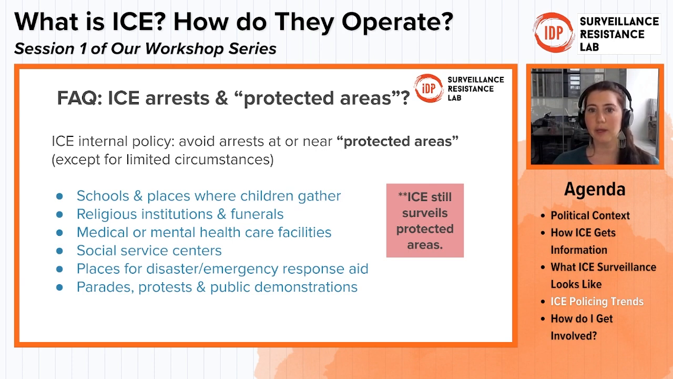But we do want to comment that ICE, with the surveillance that they conduct, some of this digital surveillance that Ali covered, might still surveil protected areas. They might still get a sense of how someone moves, where they're going, in terms of conducting some of their investigation to figure out where to find someone to make an ICE arrest. And so if you've seen other ICE policing trends in your area, please feel free to put them in the chat. Again, we just wanted to cover some of the more common ones. I'll pause there before turning it over to Ali to see if there are questions before we talk about getting involved.